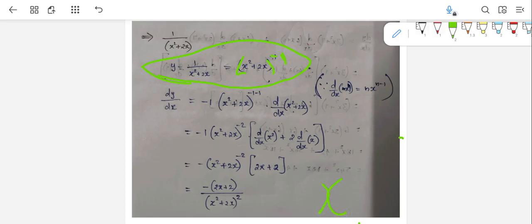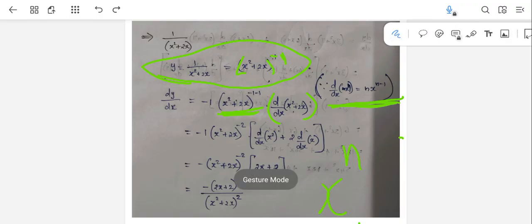Now it looks like some base value x to the power n, just that n is a negative value. Same x power n. So you can use this formula: d by dx of x power n is equal to n into x power n minus 1. You can use that. And again, it's not just x, it is some other value, so again you need to differentiate. This I have explained already. By doing that, you will get the answer. I have given the basic idea. You just try on your own, guys.